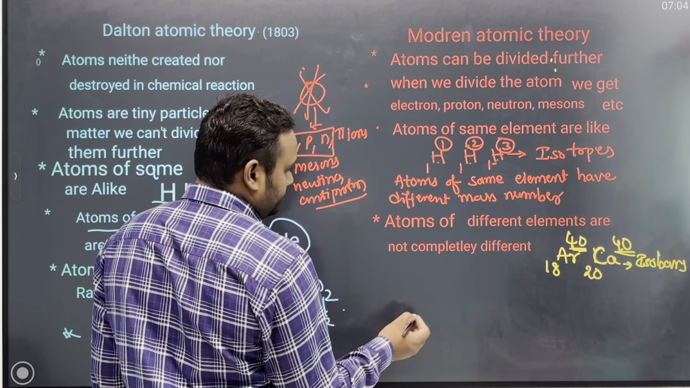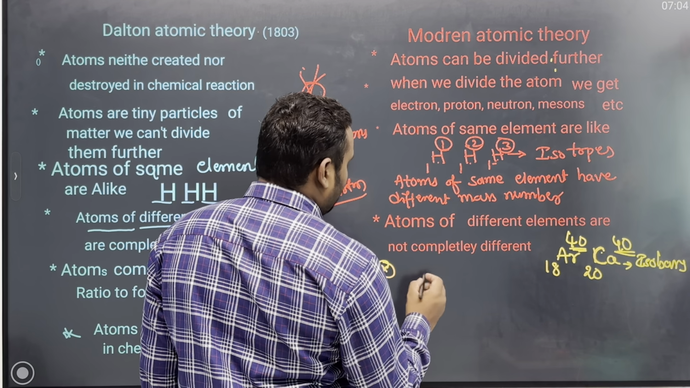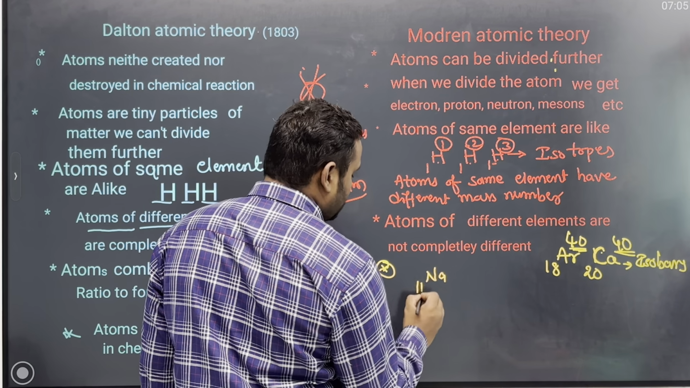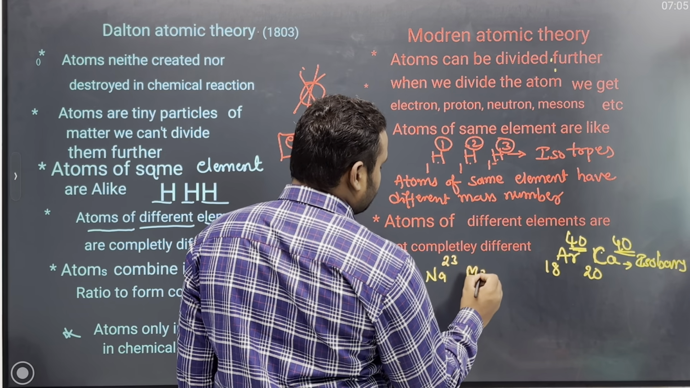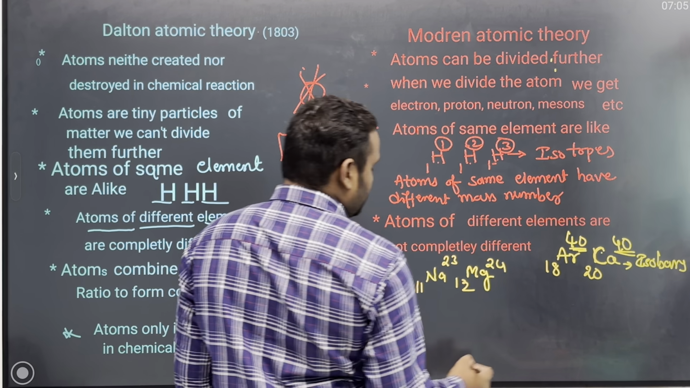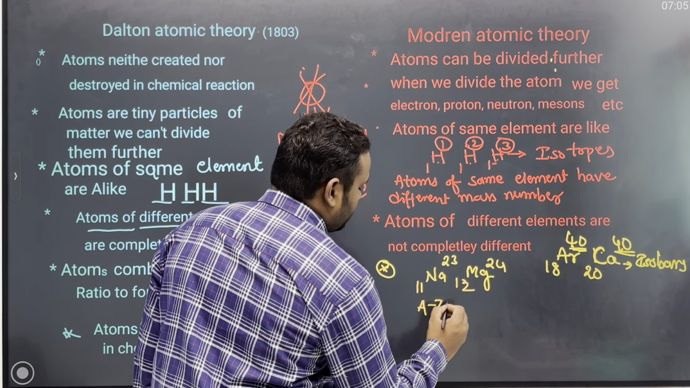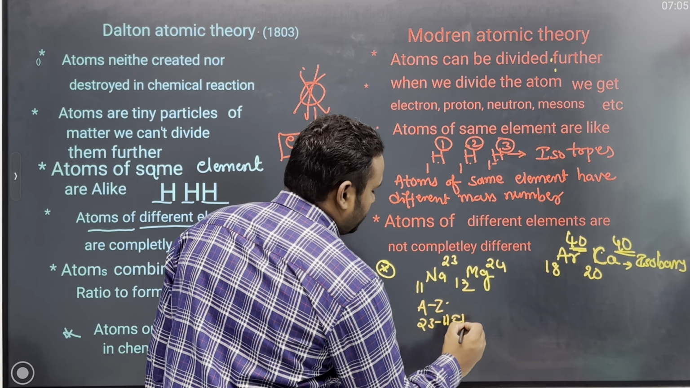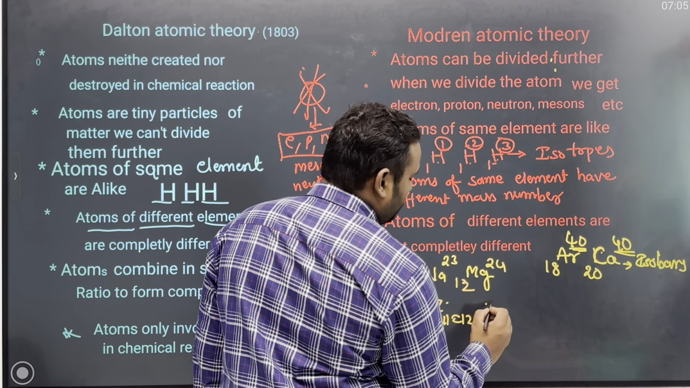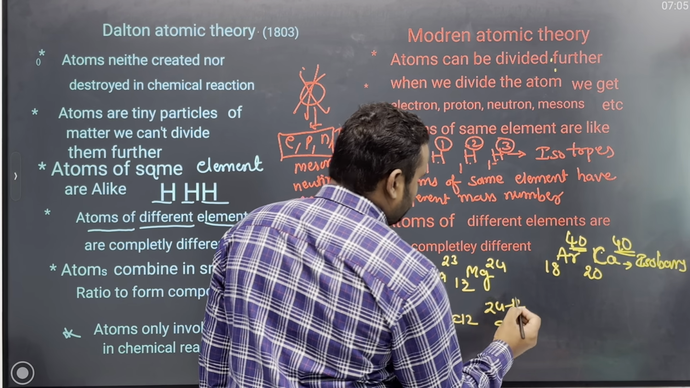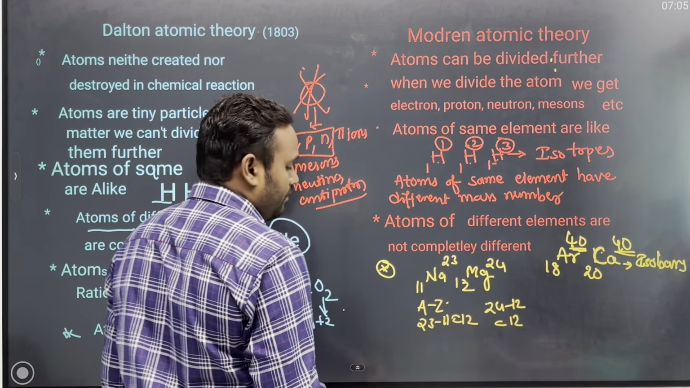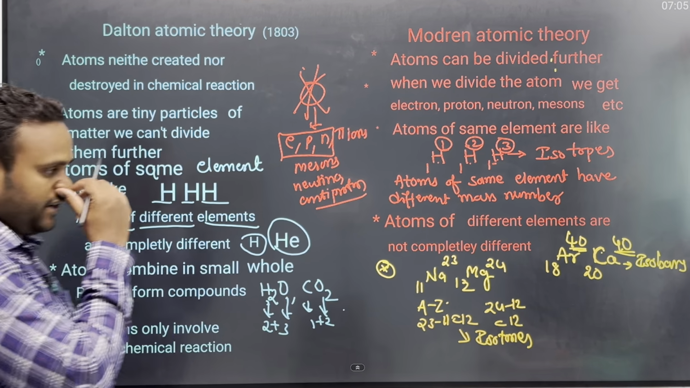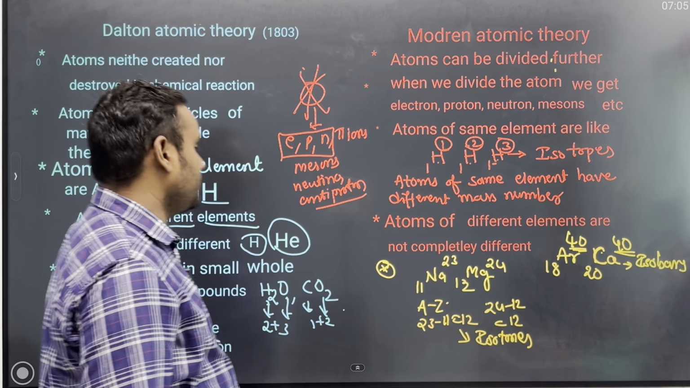Next, take one more example, like sodium (Na), atomic number 11, mass number 23, and magnesium, 12 and 24. They have the same A minus Z value. Here 23 minus 11 gives 12, and here 24 minus 12 is also 12. This means they have the same number of neutrons. They are called isotones. So atoms of different elements are not completely different; they have some similarities.